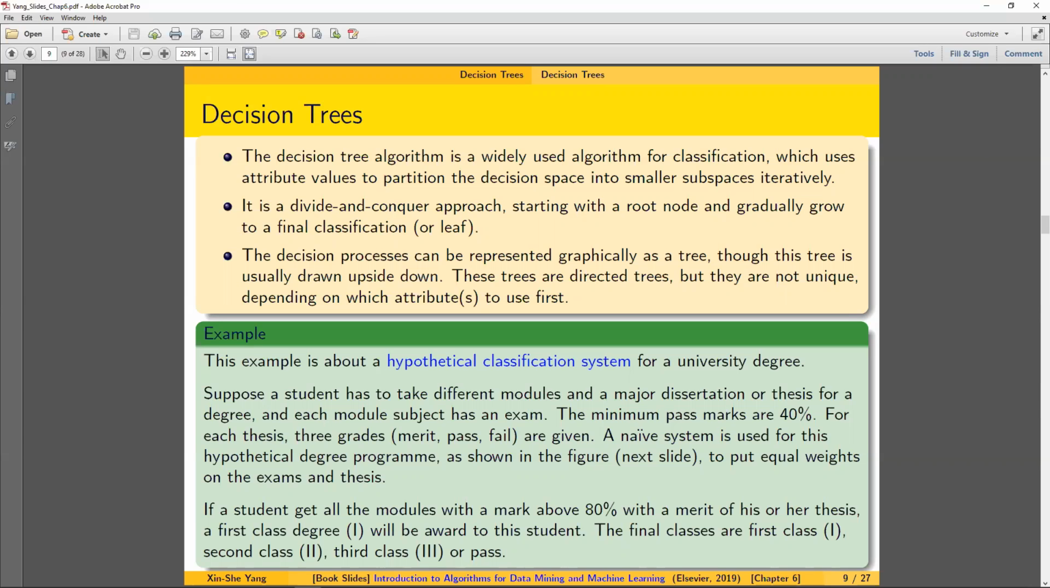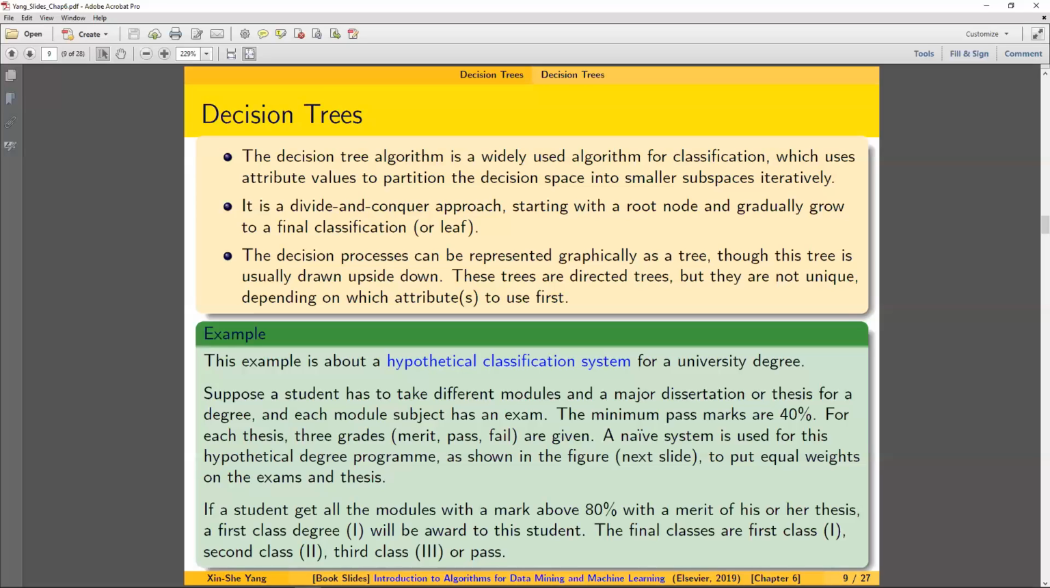The decision process can be represented graphically as a tree, even though it's more like an inverse tree. From the computer science perspective, we have this concept called a tree, meaning an inverse tree. These trees are directed trees, but they're not unique, depending on which attribute is used first.